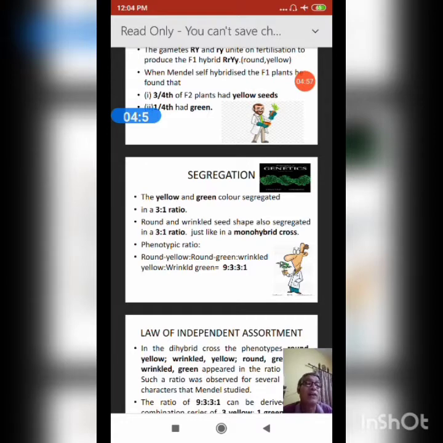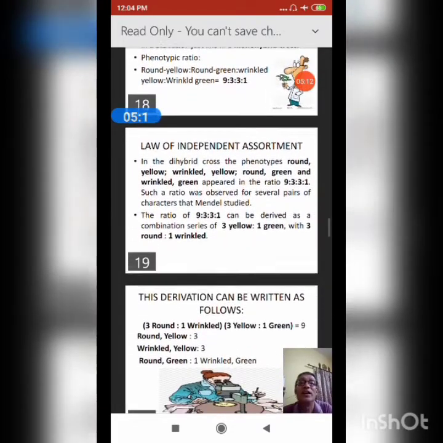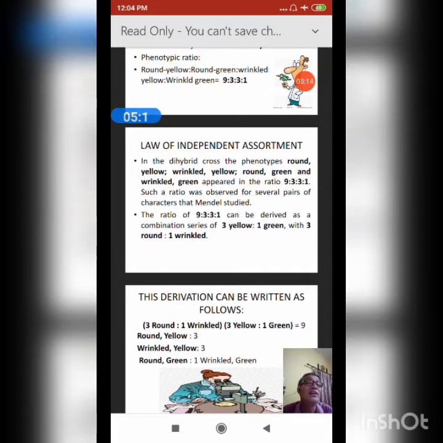So the phenotypic ratio is there: round yellow is to round green, wrinkled yellow is to wrinkled green, and simultaneously here we could say that the 9 is to 3 is to 3 is to 1. Obviously we are taking from there the derivation of the law of segregation. So how has this segregation law been developed? Coming to the law of independent assortment.